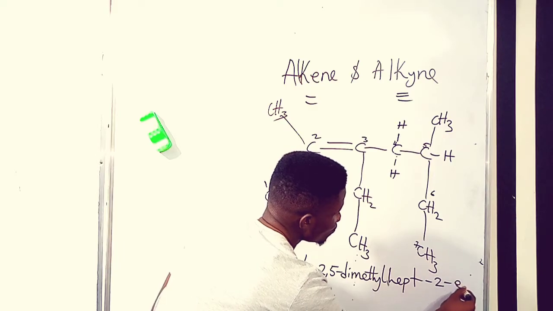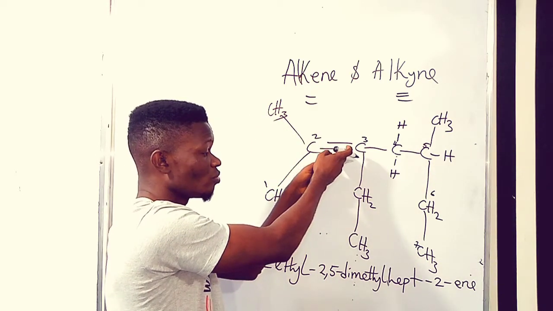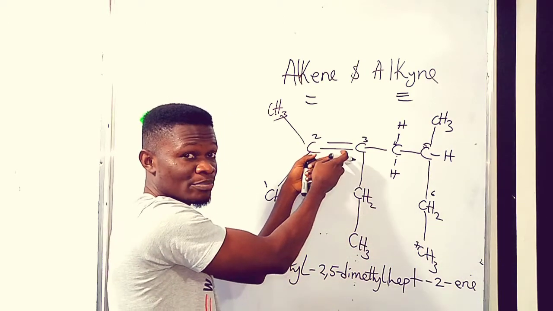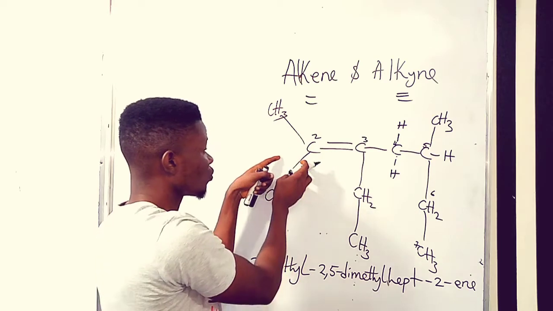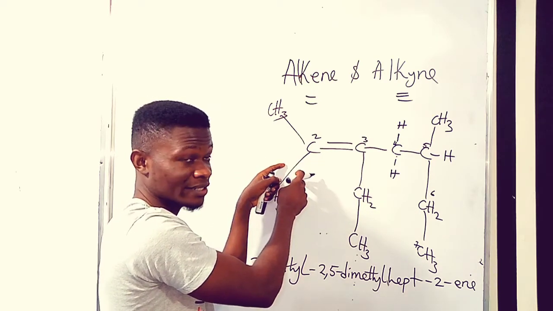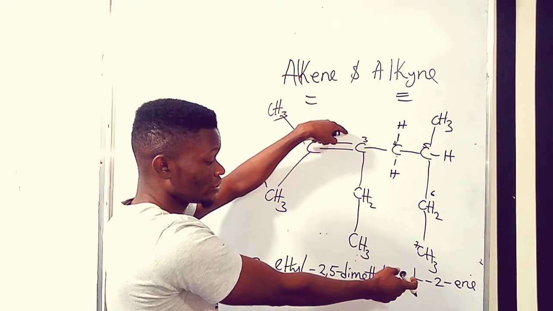Hept-2-ene. Because of the position of the what? The double bond. That is why we're having 2 in. The 2 here indicates the position of the double bond. If it was here, it would be just heptene or hept-1-ene. But since it is at the second carbon atom, we need to include it in our naming.